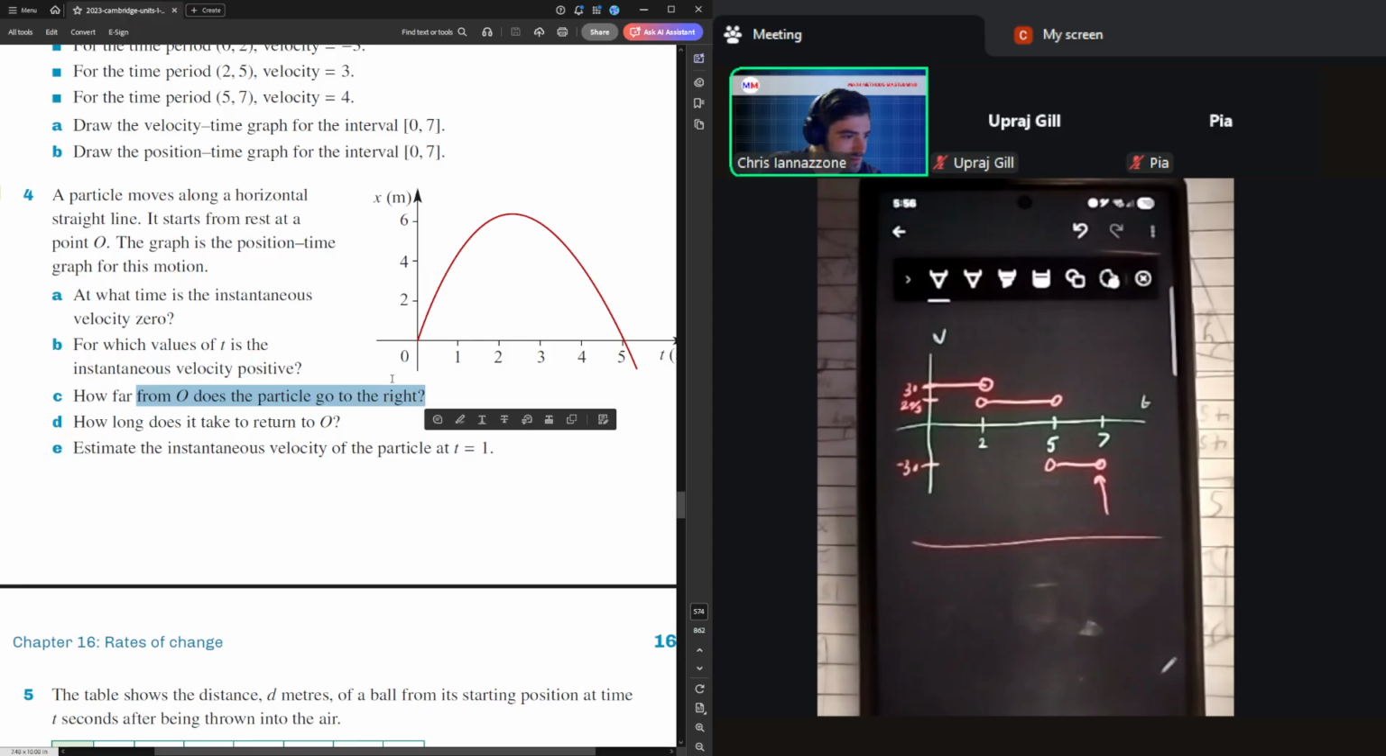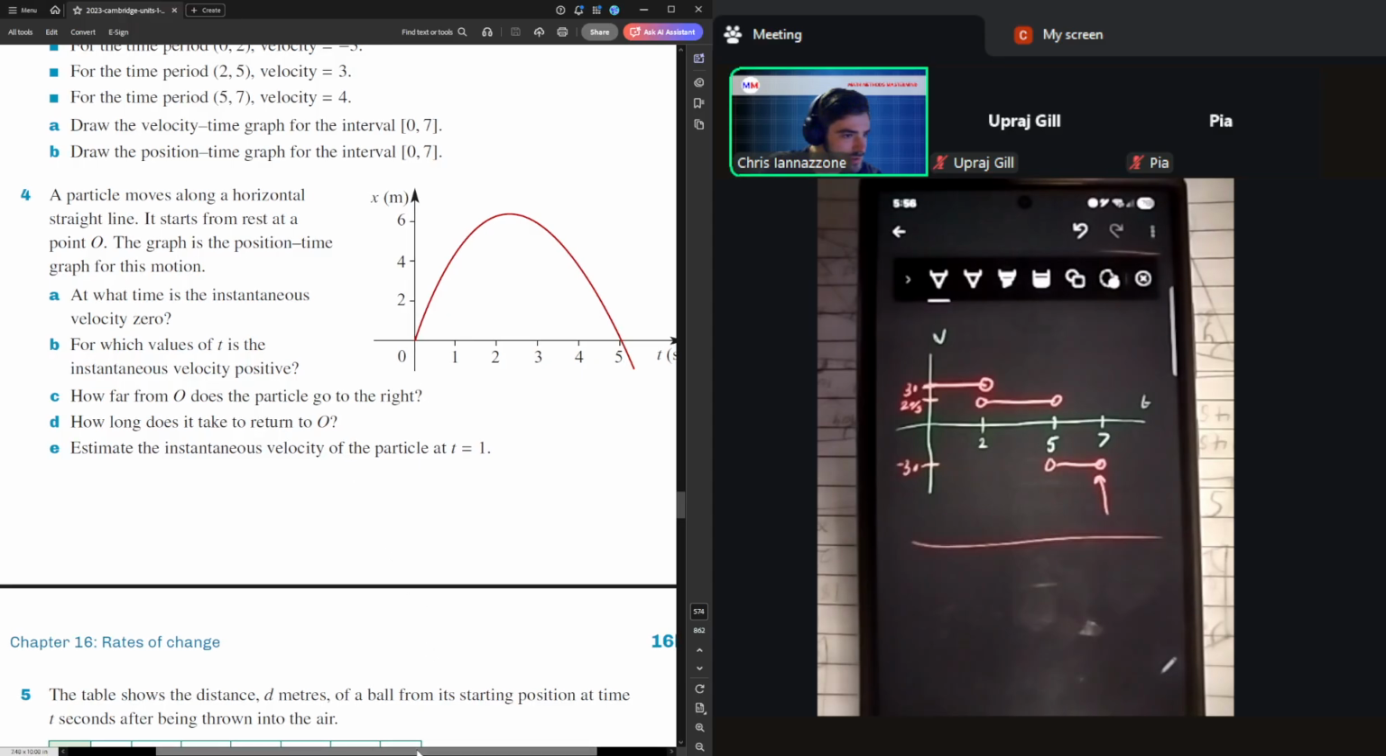Let's go with C. How far from the origin does the particle go to the right? Might have to eyeball it a bit. 6 meters. Yeah, 6 meters. That'll do. Looks like it goes slightly above it, but close enough.